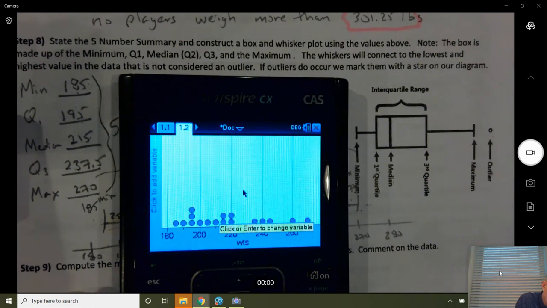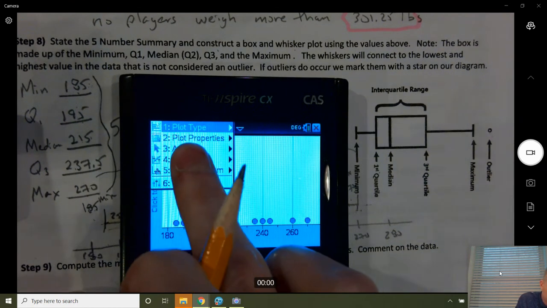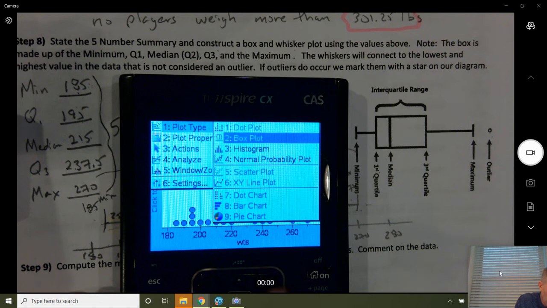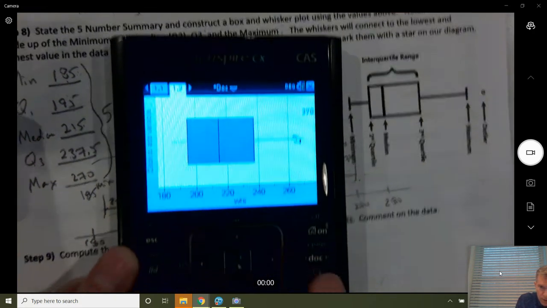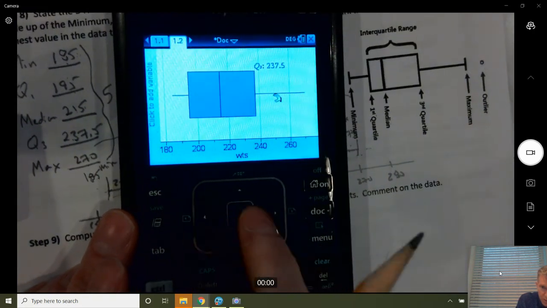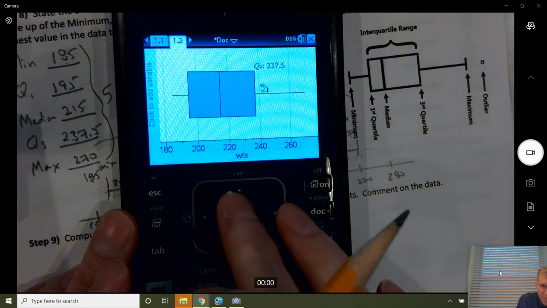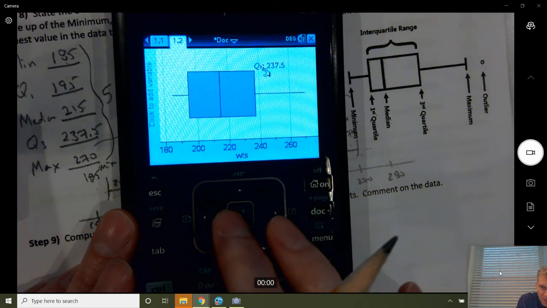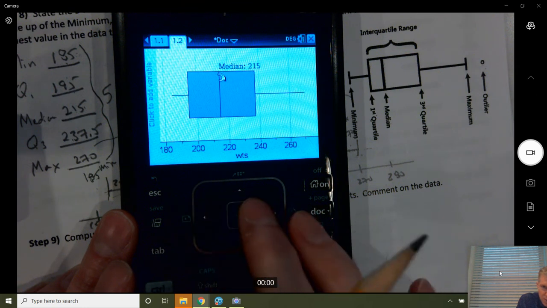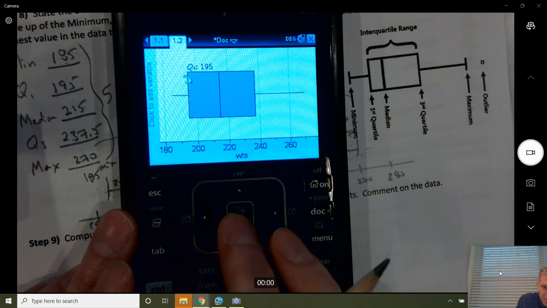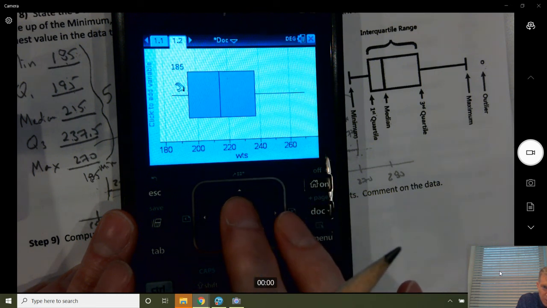Now I'm going to hit menu, and it says plot type, and I'm going to arrow to the right. I want a box plot. There's our box plot. As you can see, this whisker on the right was a lot more. There's your max, 270. I didn't arrow over, I just hovered over. If you use this touchpad, you just hover over and you can move that. Don't grab it. It sometimes messes up your data when you accidentally grab it. So there's the Q3, the 237.5. There's the median, 215. There's the 195, the Q1, and then the minimum, 185.